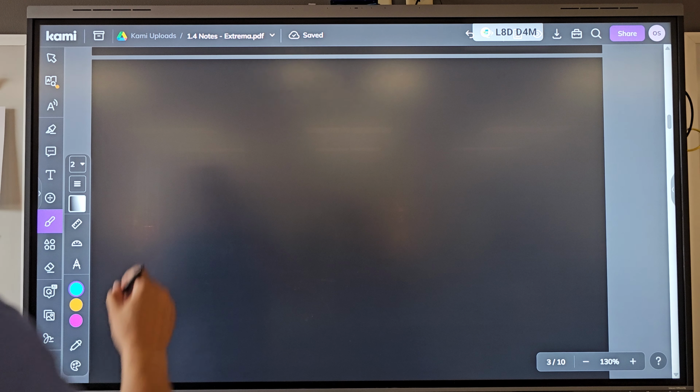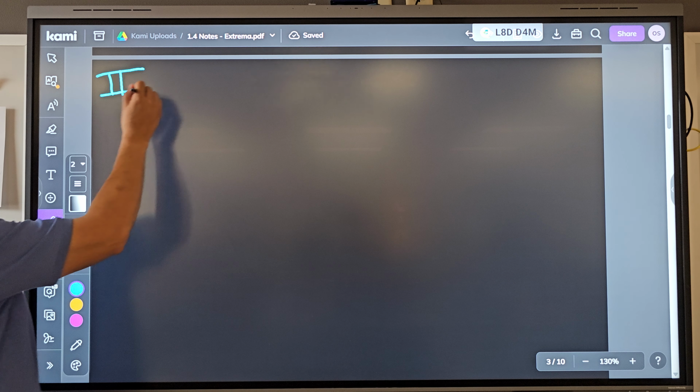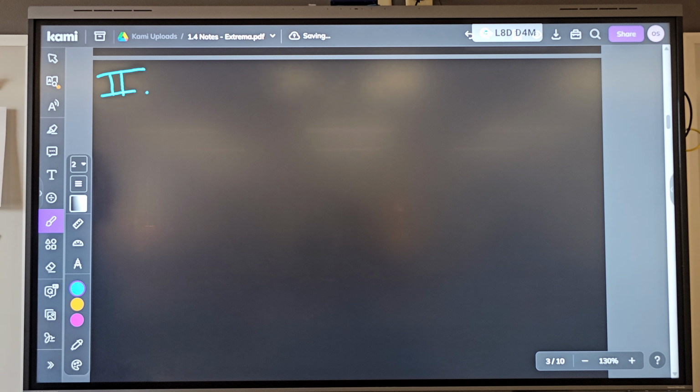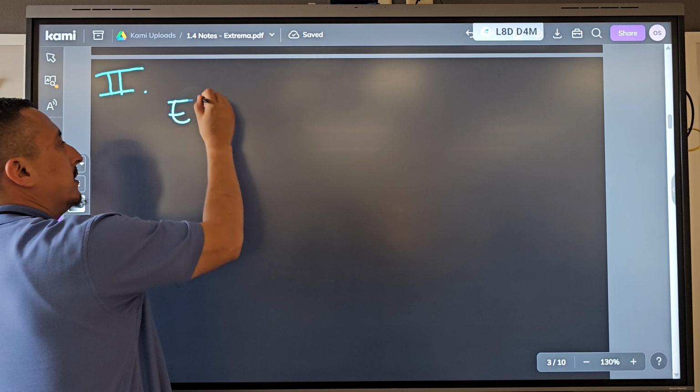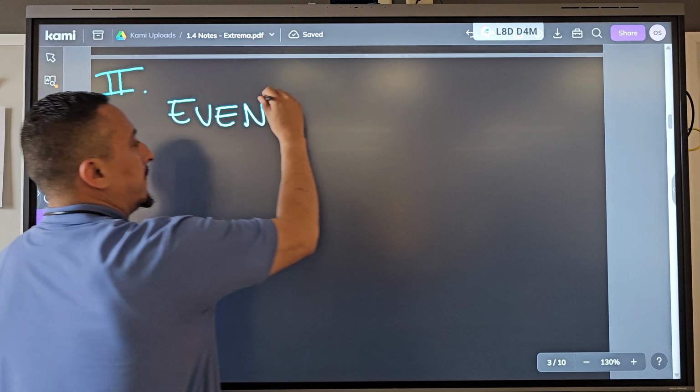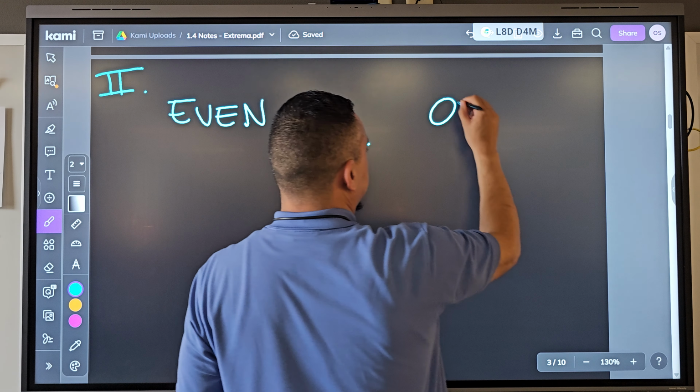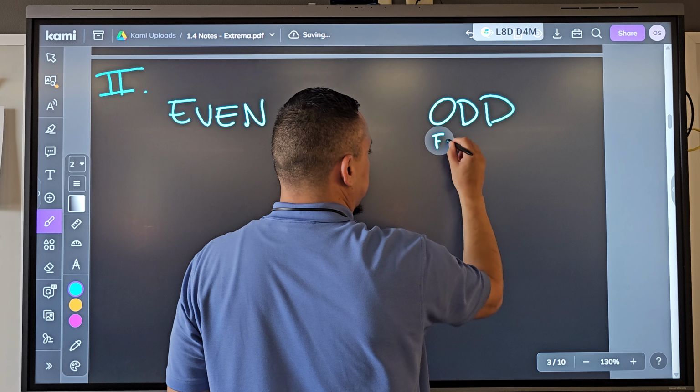This is part 2. Now that you did increasing and decreasing, we're going to learn something called even versus odd functions.